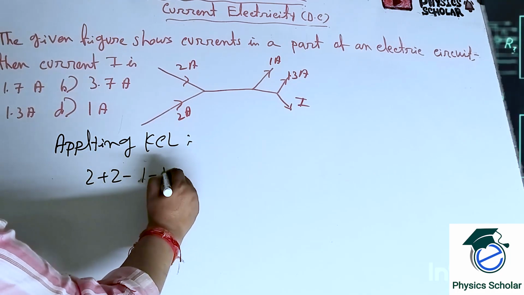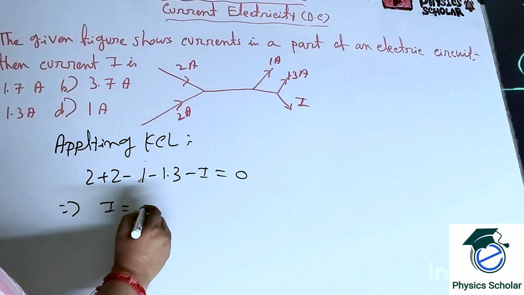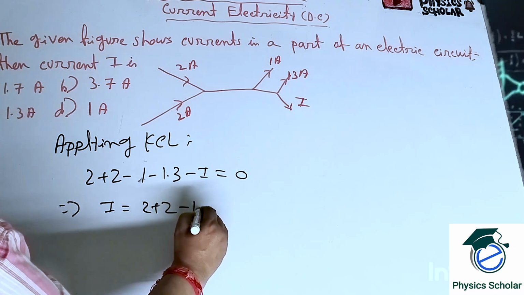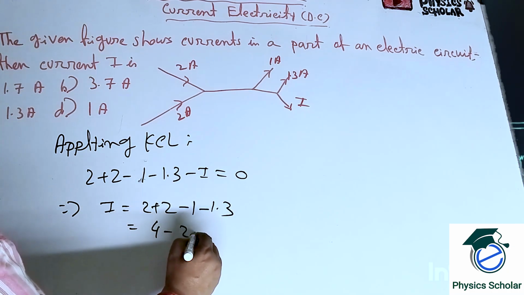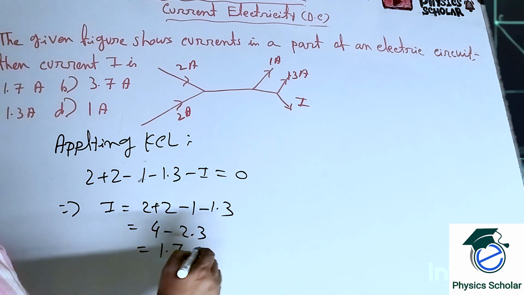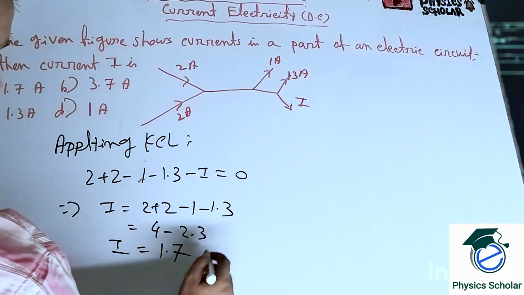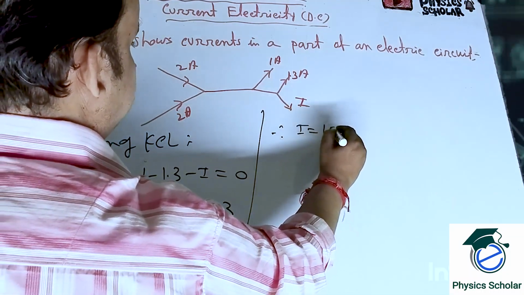1 minus 1.3 minus I is equal to 0. So I is equal to 2 plus 2 minus 1 minus 1.3. So 4 minus 2.3 is equal to 1.7. So the value of I is equal to 1.7 ampere.